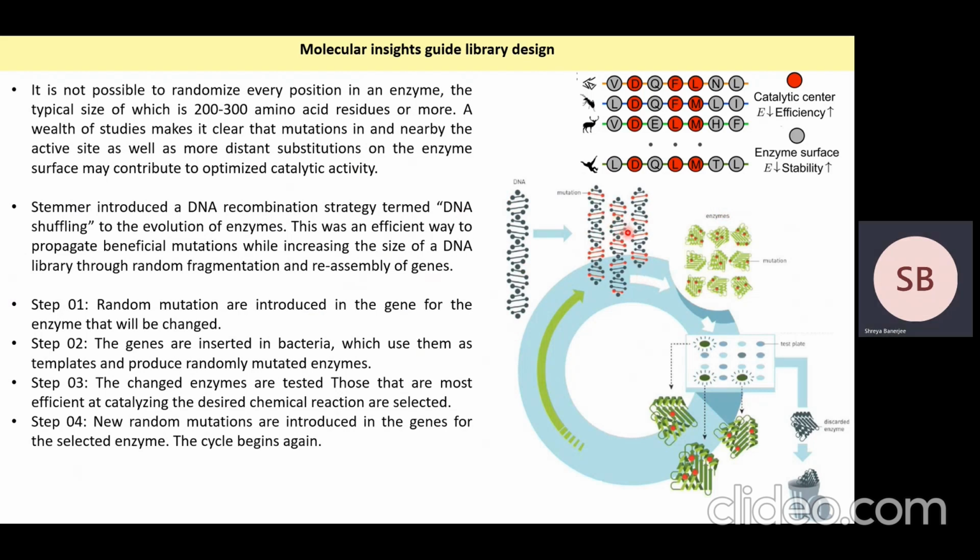The second part is that the genes are inserted in bacteria, which use them as templates and produce these randomly mutated enzymes. The third step is that the changed enzyme is tested. Those that are most efficient at catalyzing the desired chemical reaction are selected and the others are discarded. The new random mutations are introduced in the gene for the selected enzyme. So you have narrowed down those enzymes which have positive mutations. That is, they are somewhat catalyzing the reaction that we want. Then again, another round of random mutations are introduced, and this process is continued till the desired level of catalytic activity that we want is obtained.